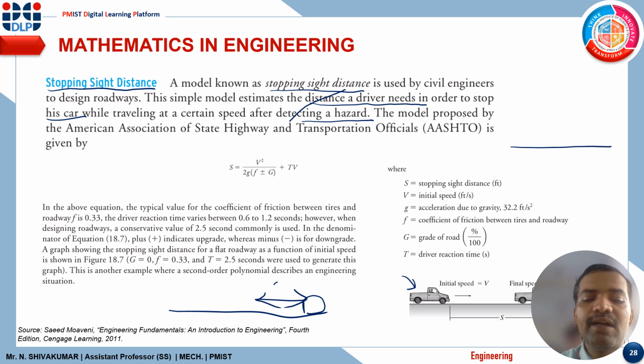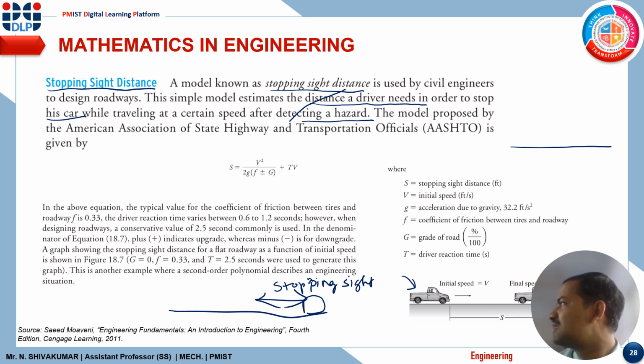So that distance is called a stopping sight distance. Okay. So this is used by the civil engineer to restrict the velocity. So sometimes in the road you may have seen velocity boards, the speed boards. So how they calculated it is based on the stopping sight distance. Based on the road condition they measured it and they fixed the value.